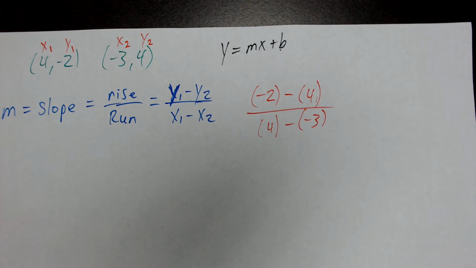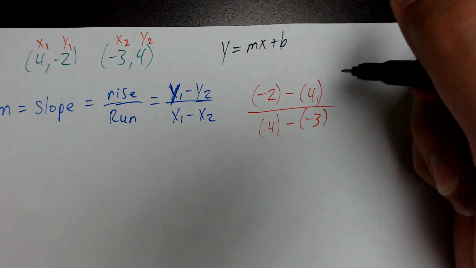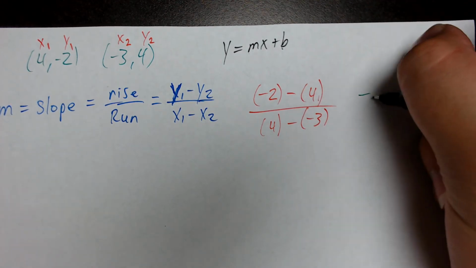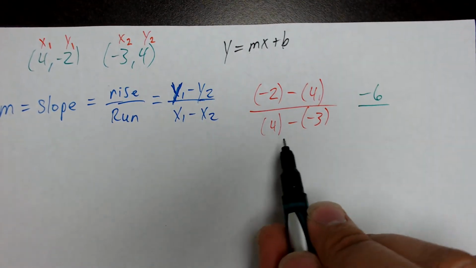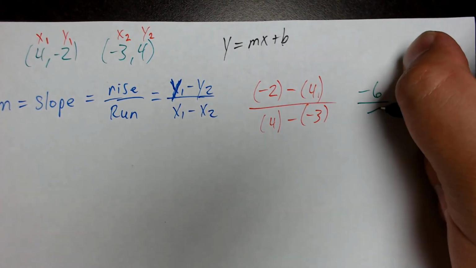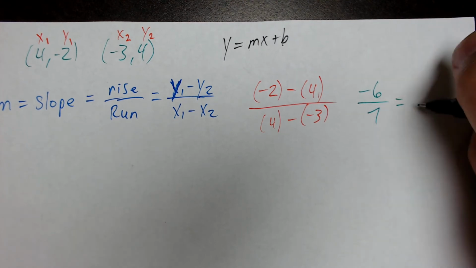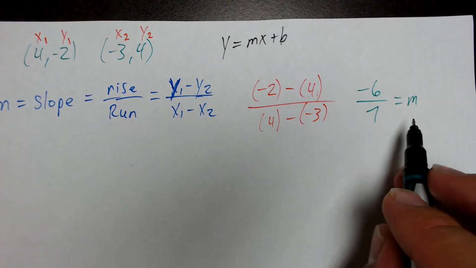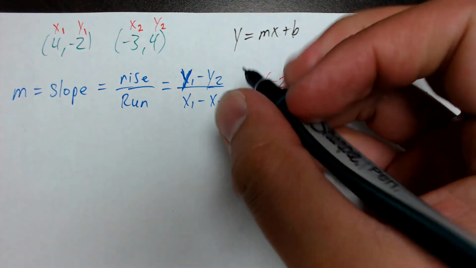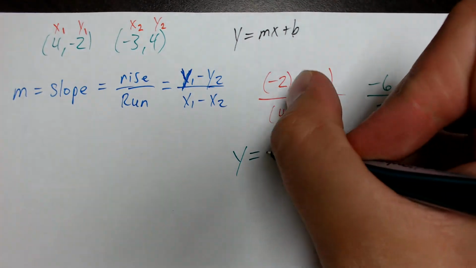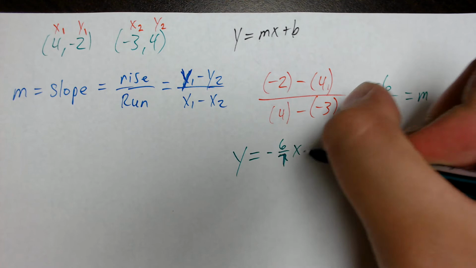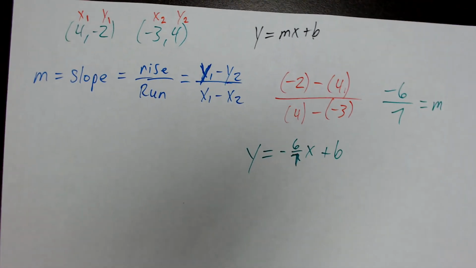So now all I have to do is solve it. -2 minus 4, or plus -4, is going to become -6. 4 plus 3, or 2 negatives making a positive, 4 plus 3 is going to be +7. So -6 over 7 equals m, or the slope. Now I can take this value and plug it into this equation. So now I don't just have y equals mx plus b, I have y equals -6/7 x plus b. And I've almost got the equation of my line.